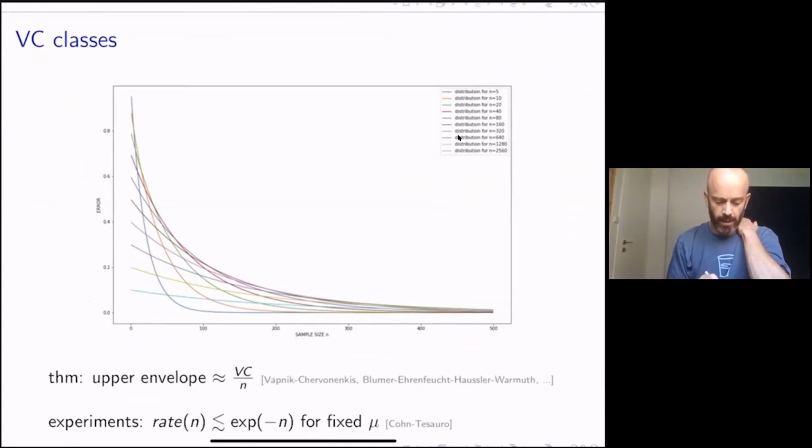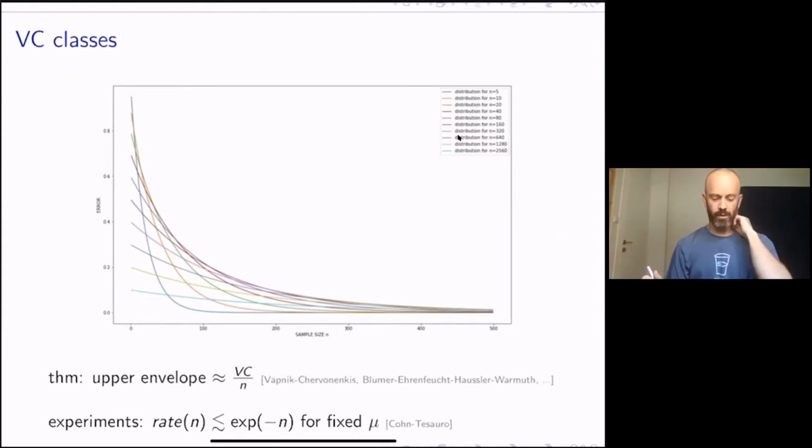So the graph, the lines in the graph, each line is a specific distribution. This distribution starts with very small error, and it tends to zero like this. This distribution starts with very high error, but it tends to zero much faster. So every distribution has its own way it goes to 0.